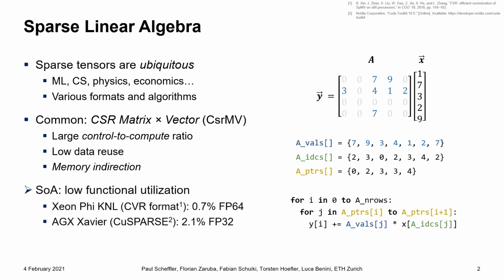In the state of the art, SpMV in all of its formats usually has low functional utilization. For example, with a specialized CVR format proposed on the Intel Xeon Phi Knights Landing architecture, SpMV has only 0.7% double precision floating point utilization. And on NVIDIA's AGX Xavier with their own cuSPARSE CSRMV kernel, we observe 2.1% single precision floating point utilization.